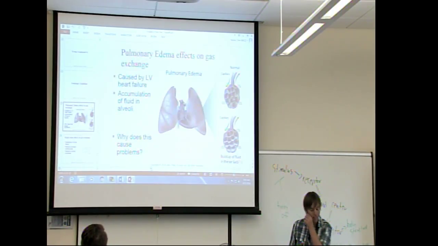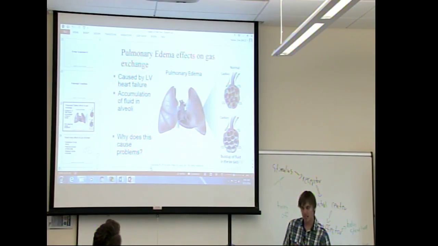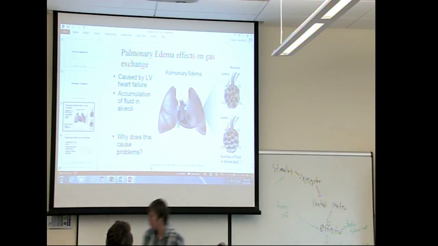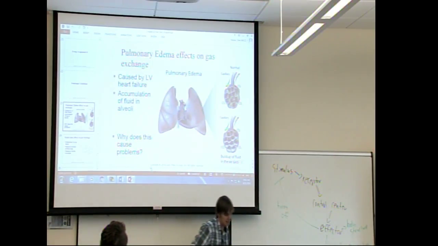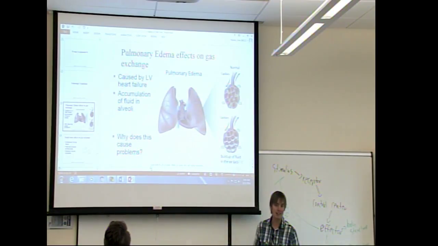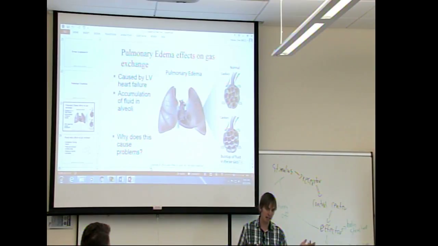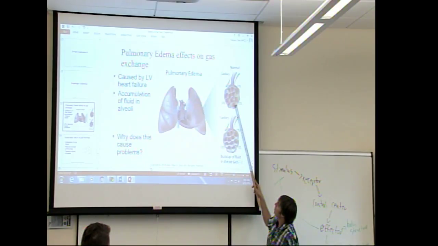So, pulmonary edema. Can't believe they didn't tell me that we didn't finish this. Pulmonary edema is basically getting fluid buildup in your alveoli from low blood flow, like heart disease, heart failure, that kind of thing. Here's normal. If you remember, your alveoli are supposed to just fill up with air, so oxygen can go in and CO2 can go out of the blood. But if you end up with fluid in here, what do you think that's going to do to this whole process?